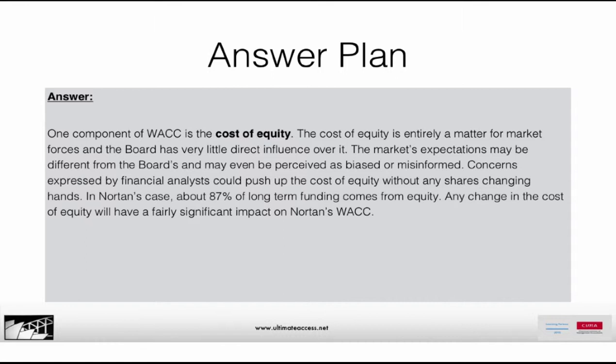Remember that cost of equity is mainly based on the market value of the company. So share prices, when they fluctuate, it affects cost of equity. In Northern's case, 87% of long-term funding comes from equity. So a change in the share price will change cost of equity, and will definitely impact weighted average cost of capital.